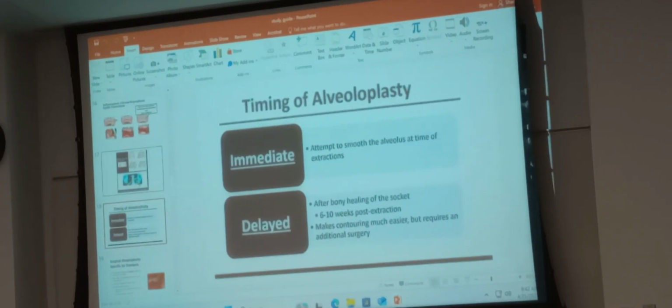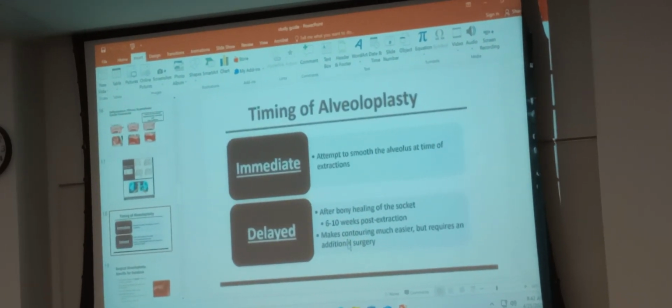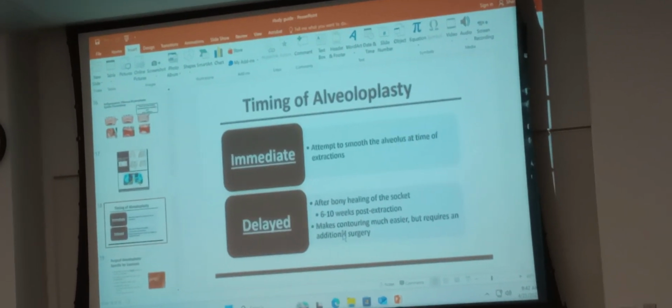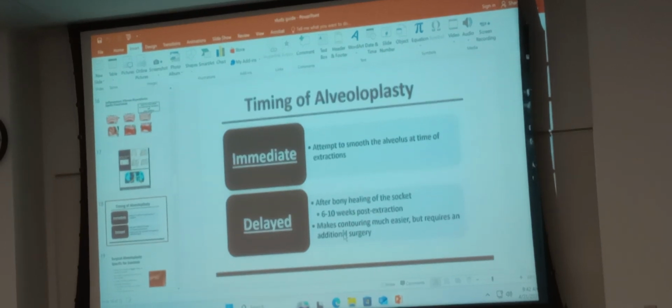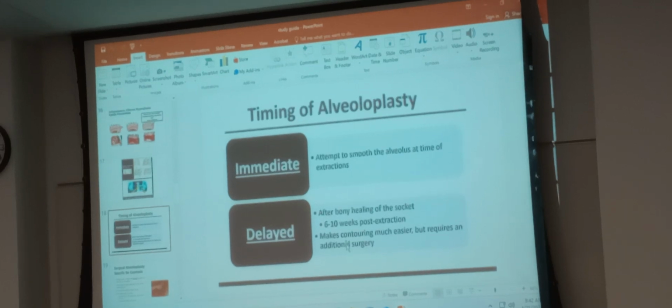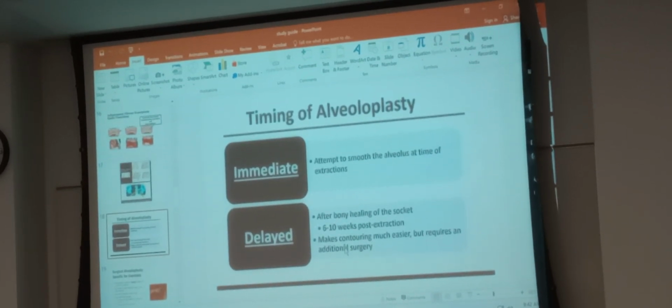Timing: if you plan to do alveoloplasty at a later date, so you do full mouth extractions or extractions without planning for alveoloplasty, you have to let those sockets heal and the tissue heal. It's usually within 6 to 10 weeks to go back and start fresh.